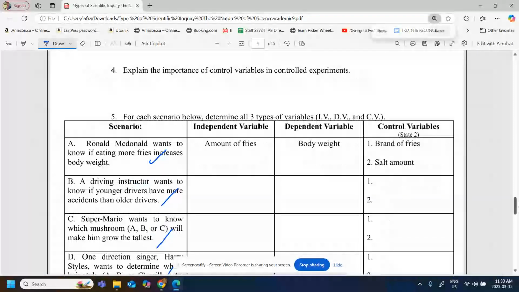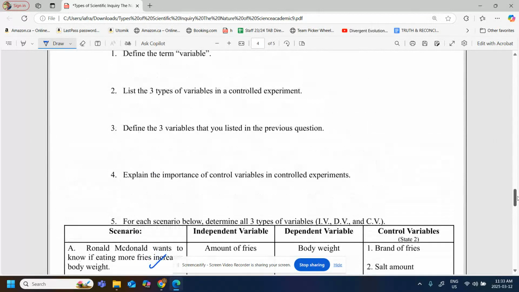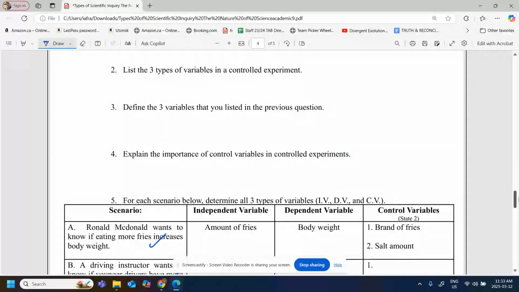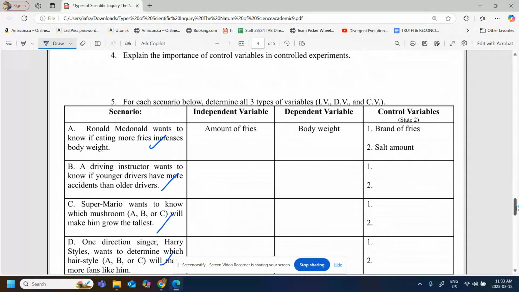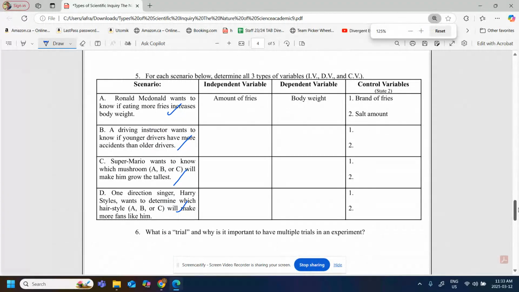In this video, we're going to do some practice problems from your Learning Goals worksheet. We won't do questions 1 to 4 because those you can find in your lessons. But we're going to do some examples from question 5 to make sure you understand how to approach this. So you're given a scenario, and for this scenario you must find the variables: the independent, dependent, and some control variables, at least 2. So the example is done for you.